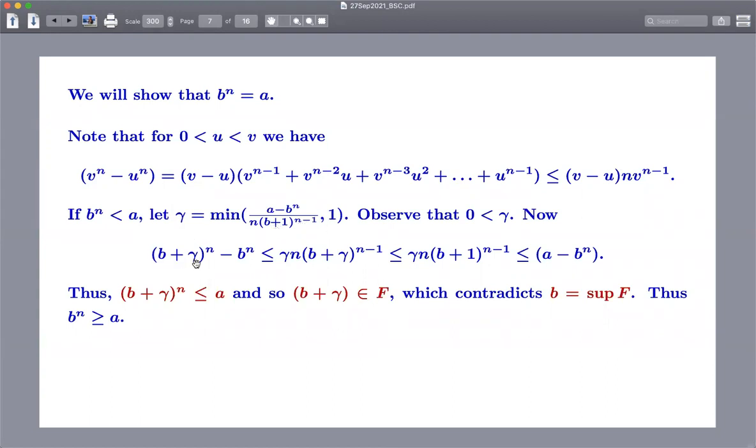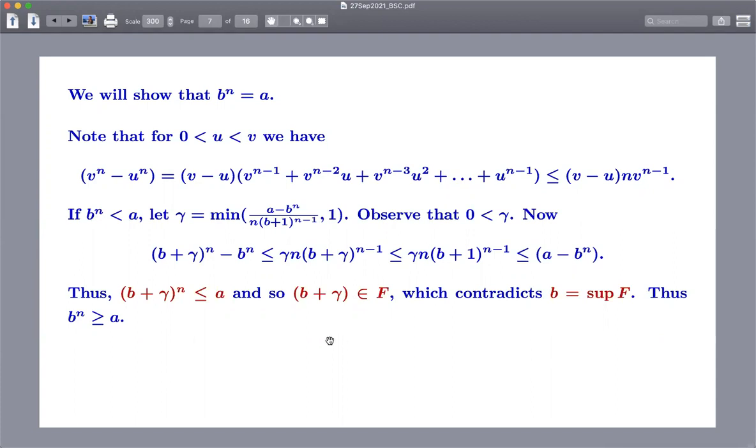And now look at b plus gamma; you expand b plus this gamma, and you are going to show that if b power n is less than a, then something larger than b is inside f, and that will be a contradiction that b is an upper bound. That is where we are heading. If b power n is less than a, we can increase b by something a little more, and its nth power will still be less than a, and that will tell you that b plus that little bit we have added is in f, and that will be a contradiction.